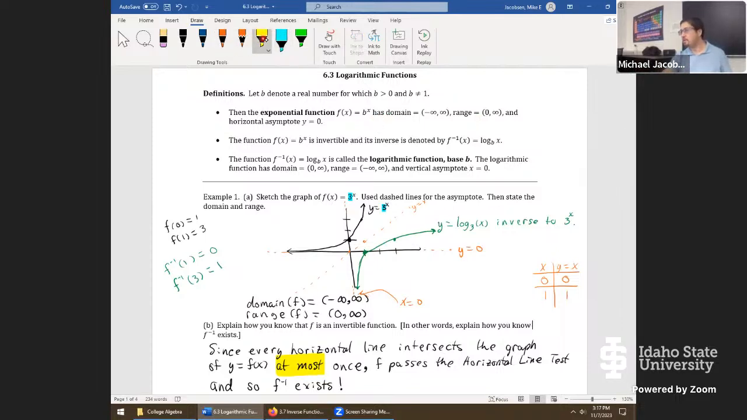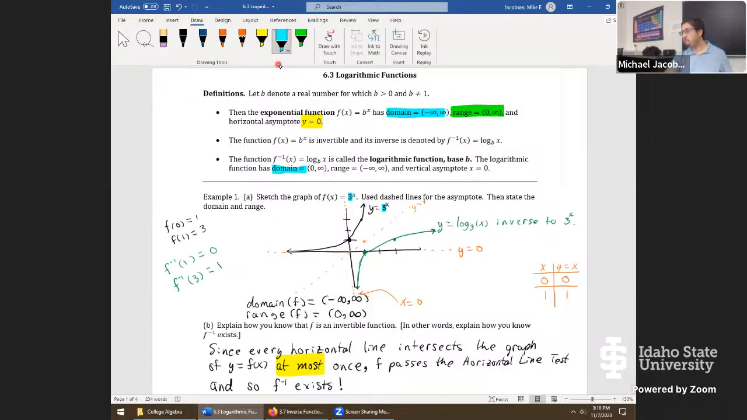So here's our domain, here's our range, and here's our asymptote. But we observe once we graph any exponential function, and we've done a good number of them, they always pass the horizontal line test, so they're always invertible, and that's how we'll denote the inverse. If we start with b to the x, its inverse would be log base b of x. And then that graph is going to have these features.